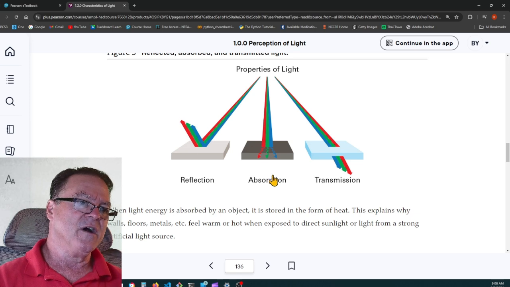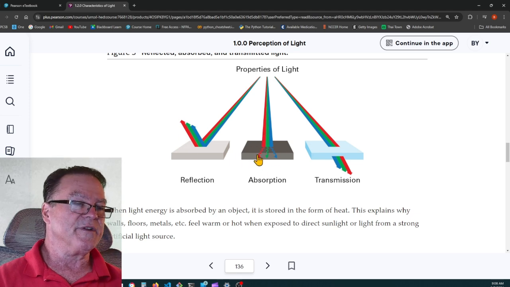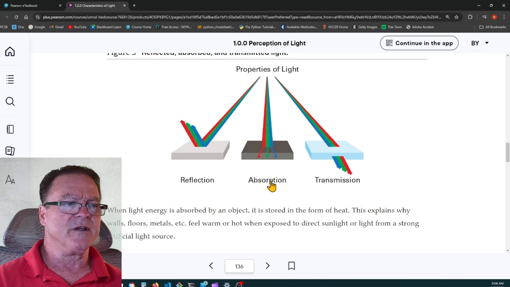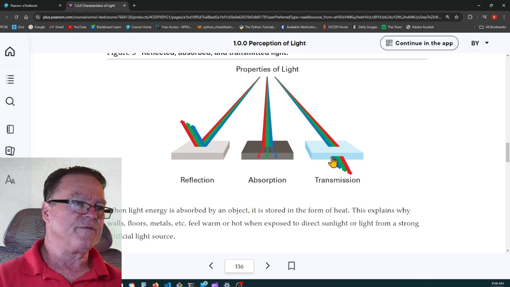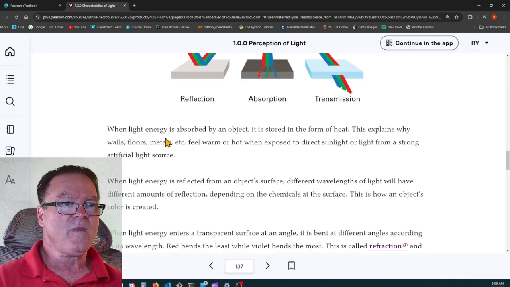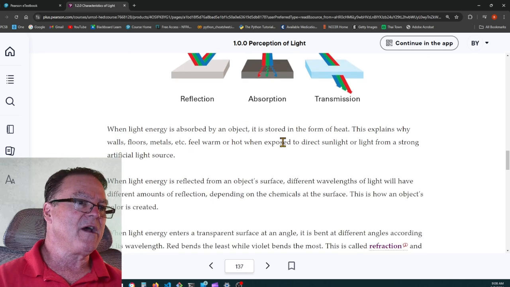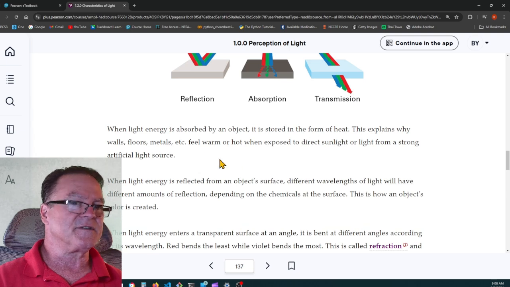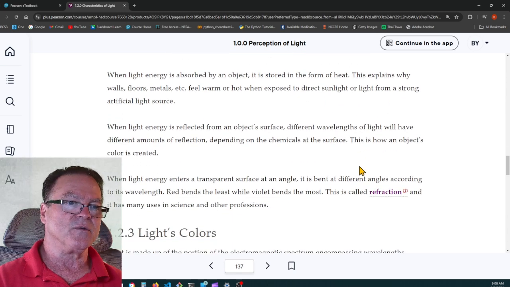Reflected is bouncing off. Absorption means it got absorbed into the object. Usually solid looking objects absorb light, and then refracted or transmitted is being pushed through the object that is translucent or clear. When light energy is absorbed by an object, it's stored in the form of heat. This explains why walls, floors, metal, etc. feel warm or hot when exposed to direct sunlight or light from a strong artificial light source.